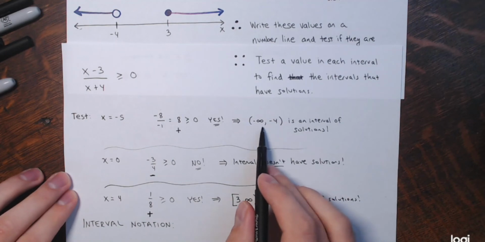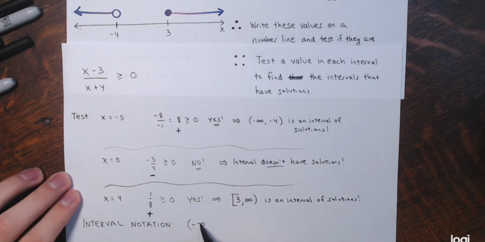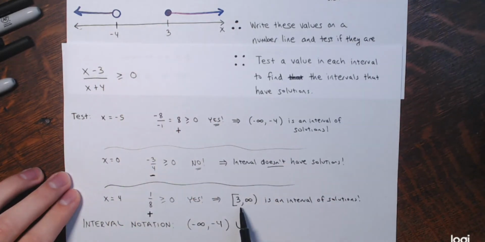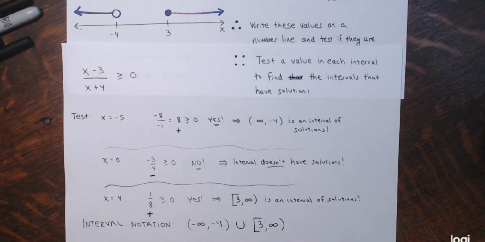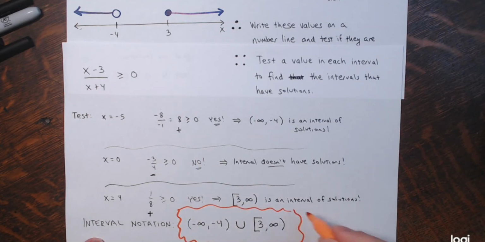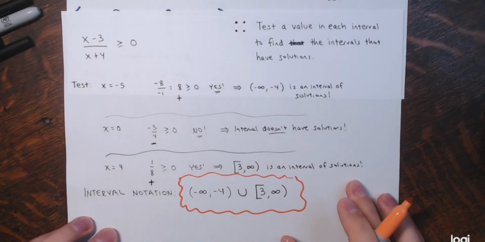So the first interval that had solutions was this interval from -infinity to -4, right, but not including -4, parentheses, right? And then remember the union symbol, right? This represents the gap, the word or, right? The little space between. And then the other interval that had solutions was down here from 3 to infinity, right? 3 to infinity including 3, right? So a bracket on 3. And this is what they wanted from us, right here. A nice description of the solution set in interval notation.